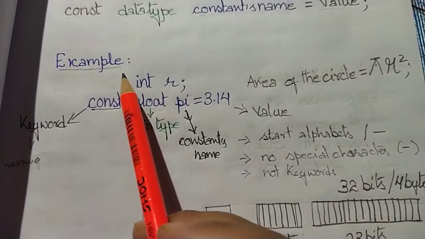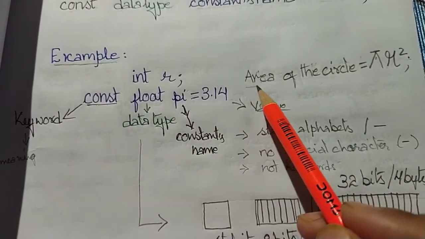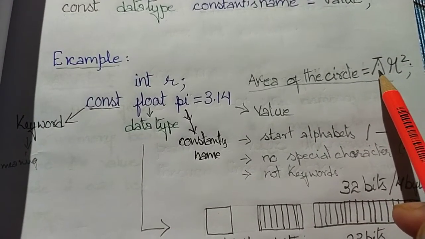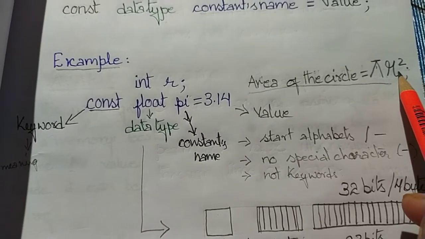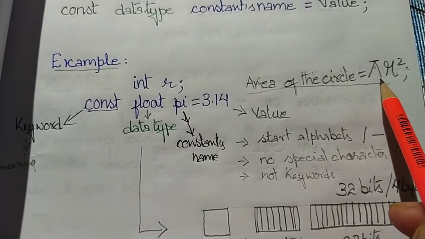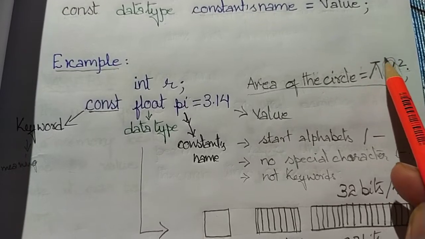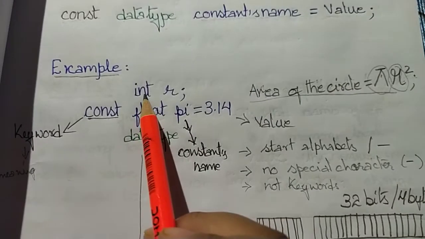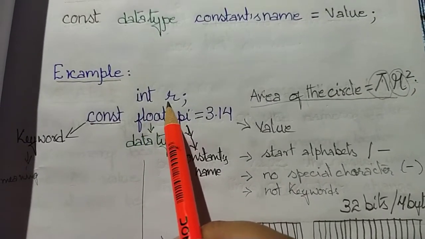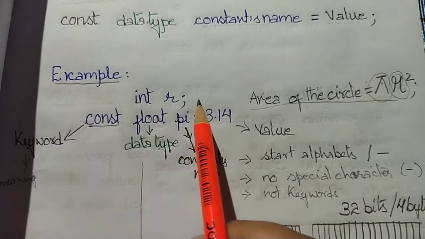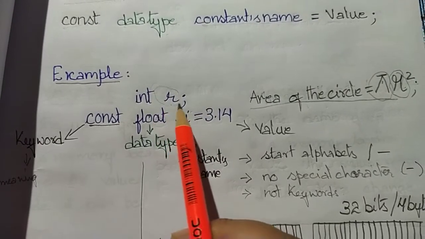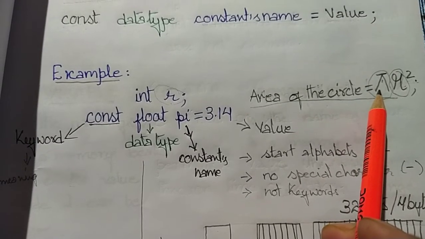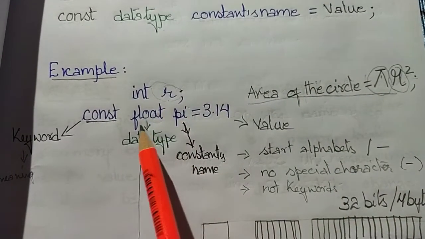So let's see the example. Suppose in your program you have to calculate the area of the circle, and we know the area of the circle is pi r square, the formula. So how will you do it in the program? We need the value of the radius and we need to specify the value of pi. So I declare r, which stands for radius. That means I want to input the value of the radius in the variable r. But now to make this pi a constant value in the C program, how do we declare it?